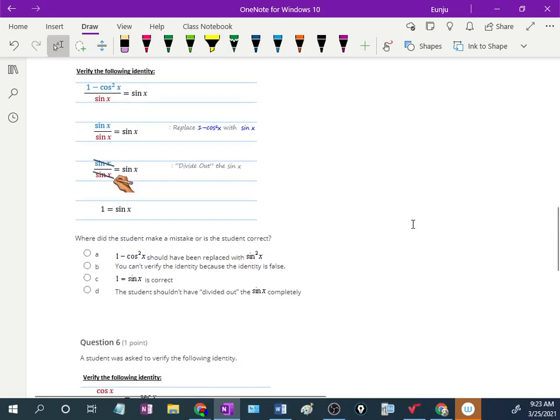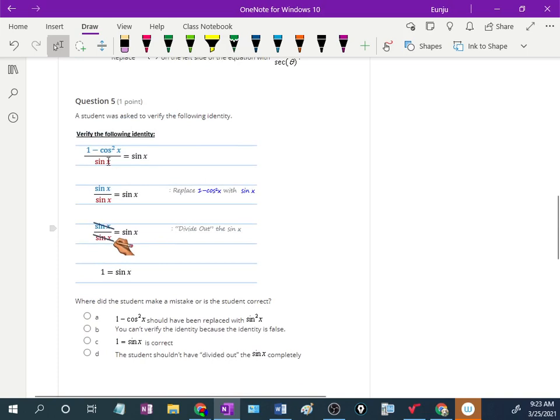Next question, number 5. The verification is listed in order, so this is the proof, okay, or verifying identities. So let's see, left hand side. Instead of this, we have this, right? So replace this with that, that's right. And then cancel, divide out. Okay, so we have 1 on the left-hand side. Where did the student make a mistake, or is the student correct? So let's see. Anything is a mistake?